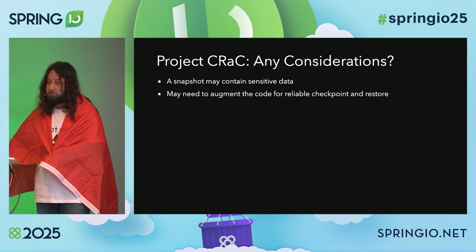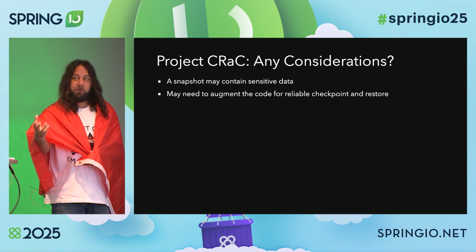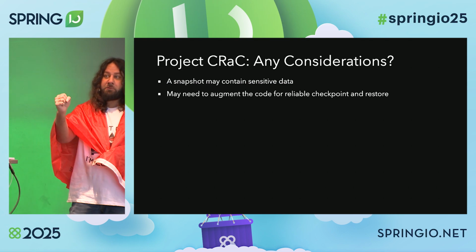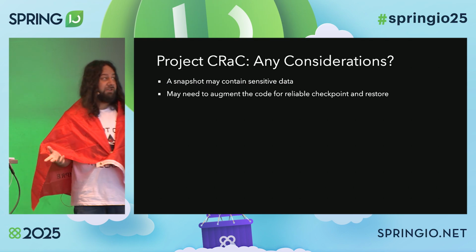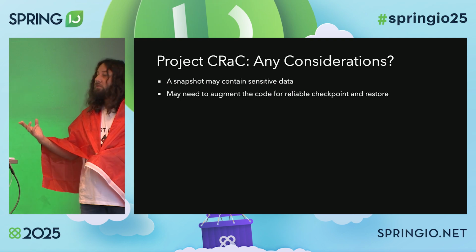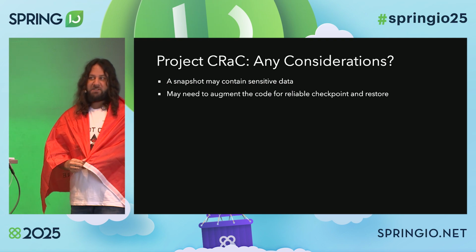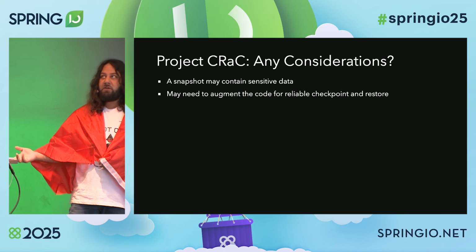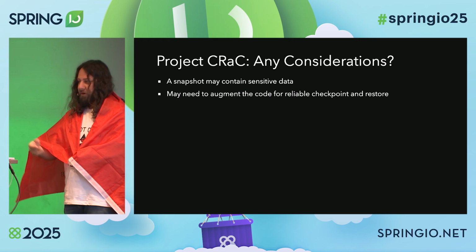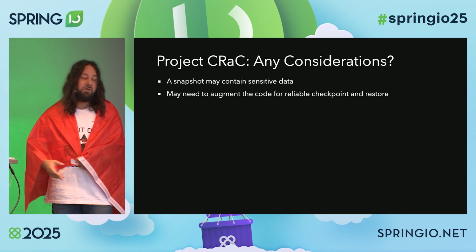And also, remember I told you that we will make a snapshot of the whole memory. What do we store in our memory? Sensitive data. We store a lot of sensitive data in our memory. Passwords, OpenAI keys, like we do in our applications, session tokens, whatever.